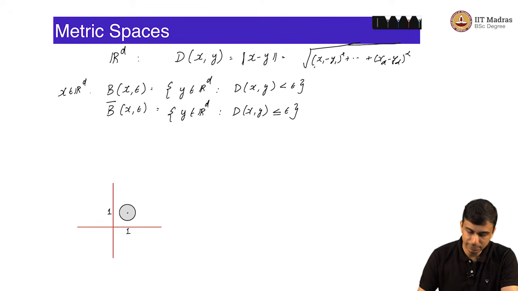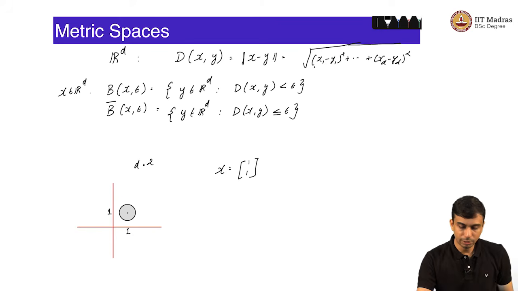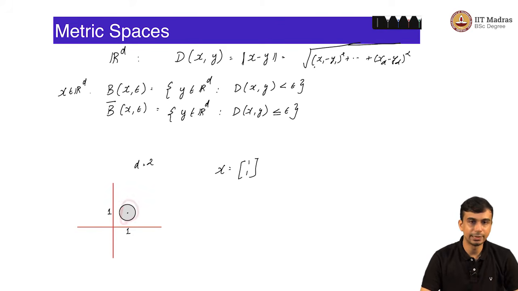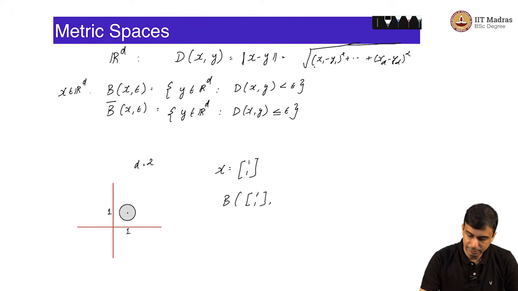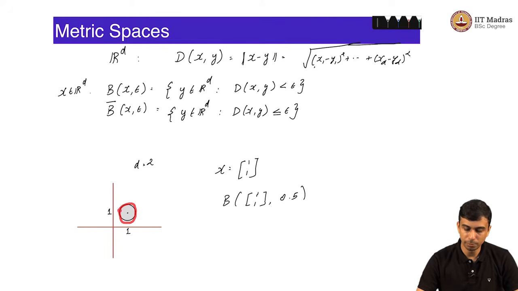What do I mean by that? Here is a simple example. Imagine you are in d-dimensional space, d equal to 2, and let us say for example x is the vector (1, 1). Here this gray set is the ball centered at (1, 1) and radius, let us say, 0.5. This is the open ball if you do not include the black boundary, and it is equal to the closed ball if you include the boundary.